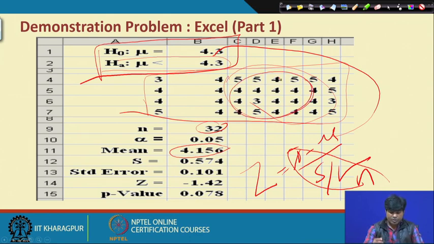And so, there are 32 observations. So, the sample mean will be the sum of all these observations divided by 32, which comes to 4.156, and here the population mean is given as 4.3.